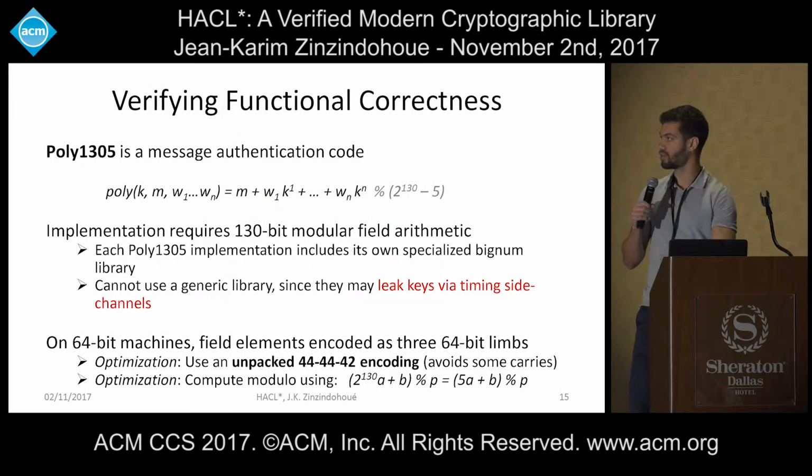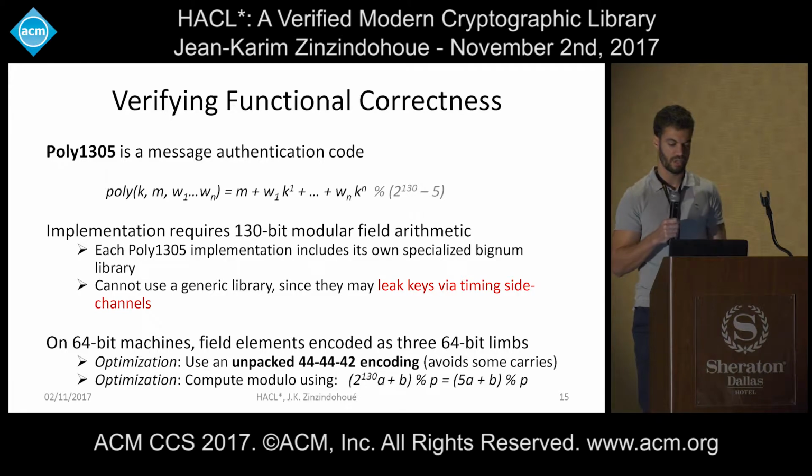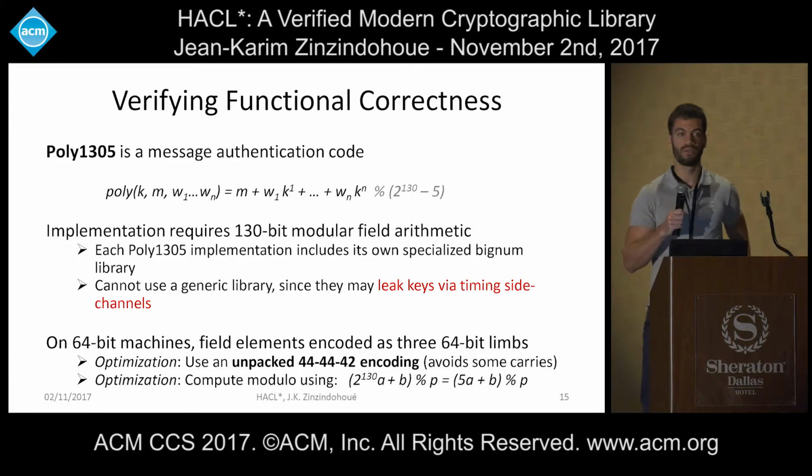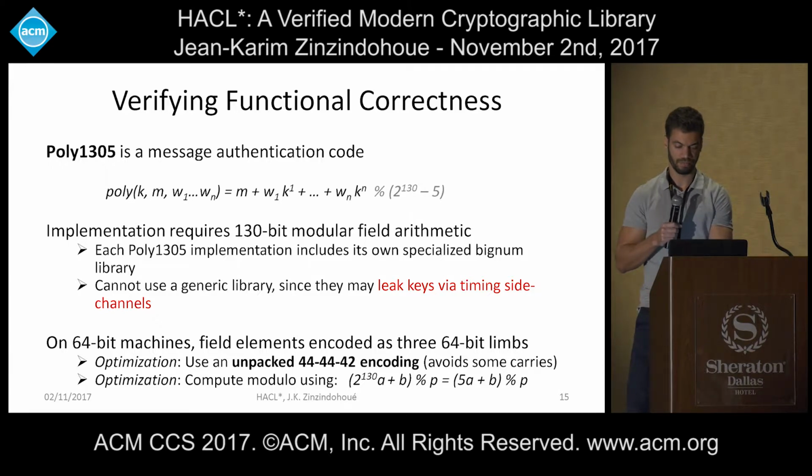And the last bit is functional correctness. Functional correctness, as I said, is about mapping your low-level code to a higher-level spec, both written in F-star. Taking the example of Poly 1305, this is a message authentication code algorithm, and it has an underlying prime field that you need to re-implement because you want the operations to be both constant time and the fastest possible. So the idea here is that we want to separate the low-level implementation of that bignum library from the high-level definition of it and map the two.